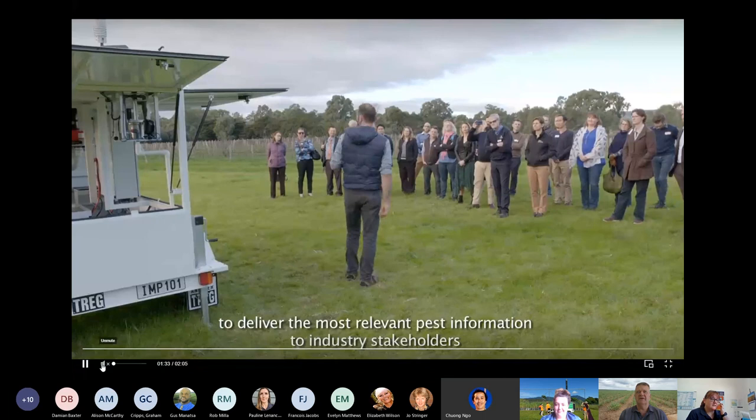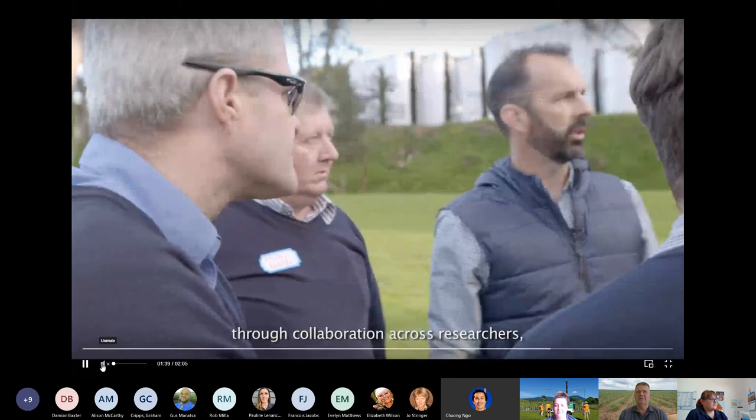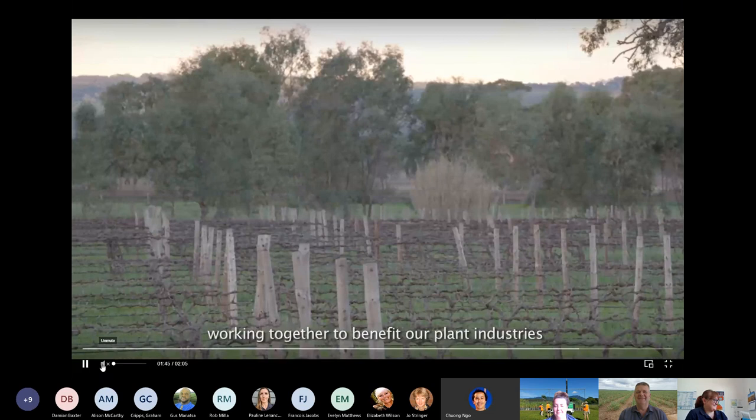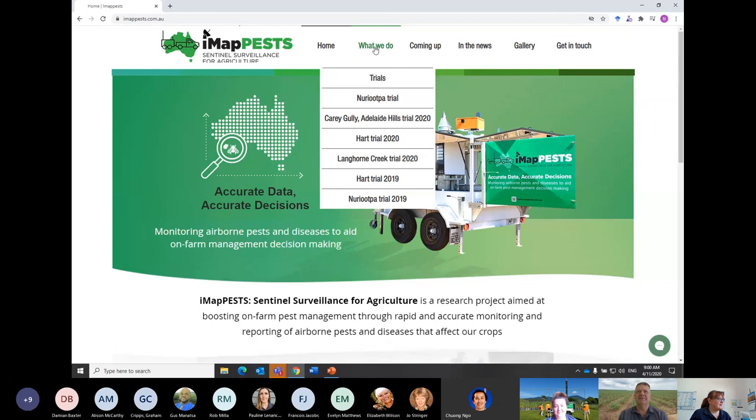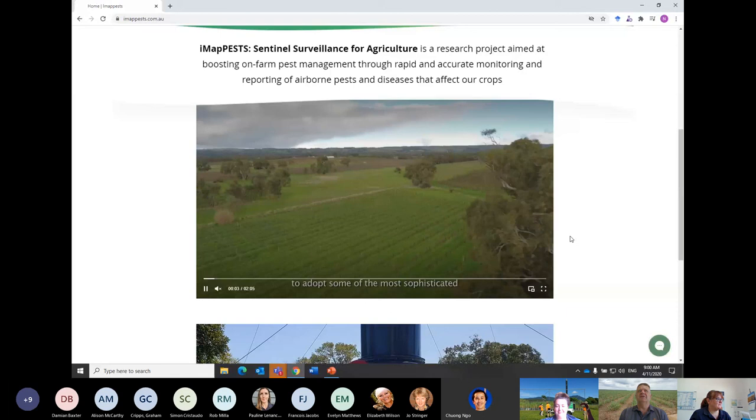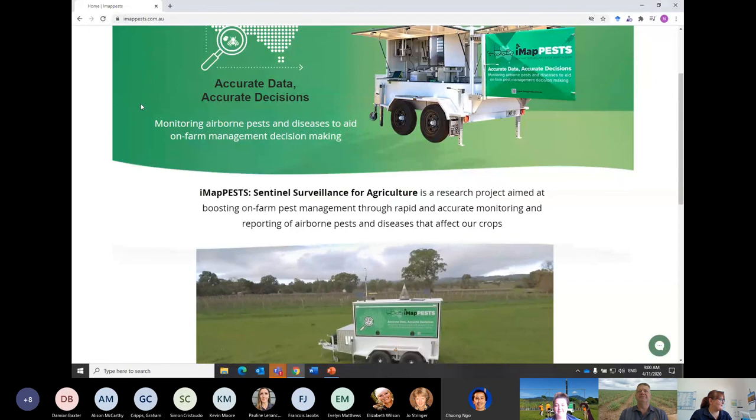Yeah, so this was shot at our launch of the Sentinel, which was in Adelaide. Hence why we're standing around drinking wine in a vineyard. So this is available on our website here. And as Shaq said, if you're interested in any of the data trials, they're under here at the moment, but tomorrow they're getting a new look. That's where the video is as well, if you're interested. So that's at imappest.com.au.